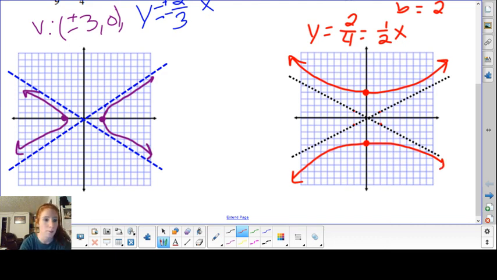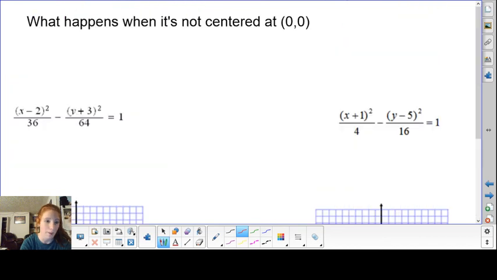Okay, now that we've looked at a couple basic ones, let's talk about what happens when it's not centered at 0, 0. So just like we're used to seeing with our circles, our center will be located at h, k. And they're going to be opposite signs. You're going to want to pay attention to where your x is, where your y is. And when we move our vertex point, everything's going to be based off that.